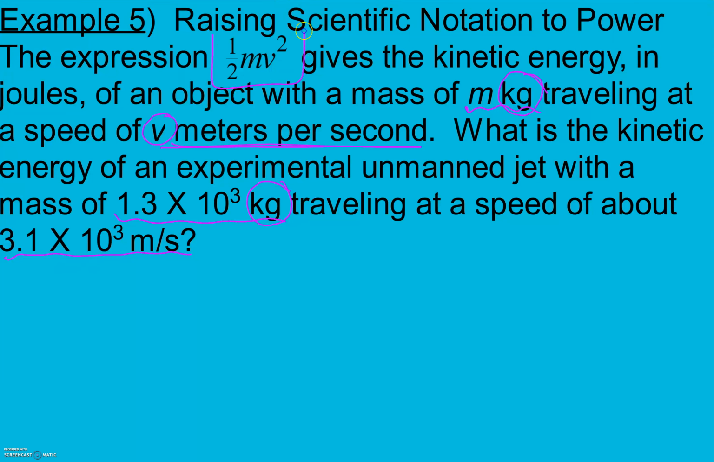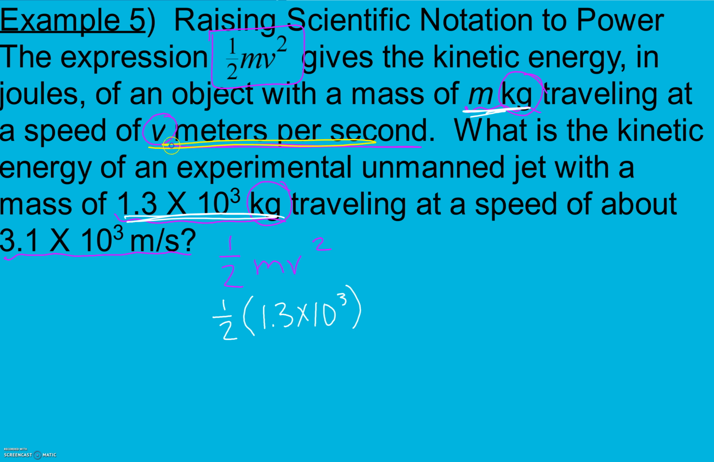So I'm going to take my formula, 1/2 mv squared, and I'm going to substitute in what I know. Again, we said our m is 1.3 times 10 to the 3rd power. And our v, meters per second here, is 3.1 times 10 to the 3rd power. And that v is squared.